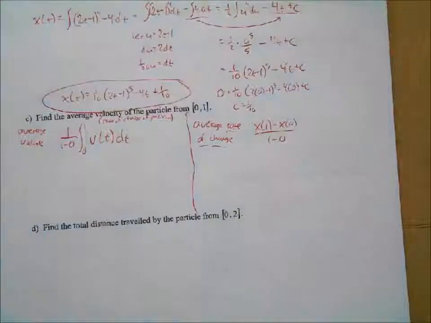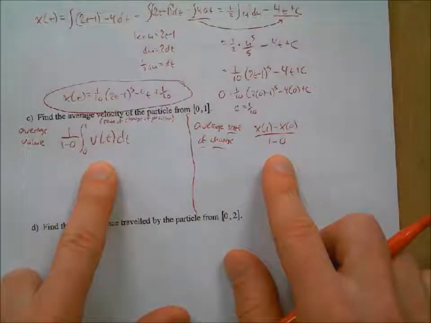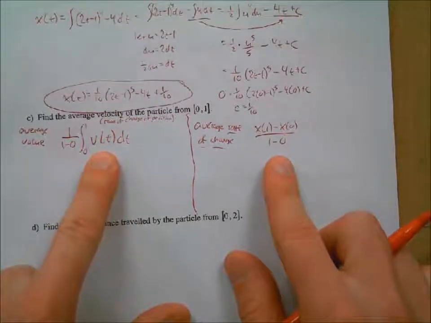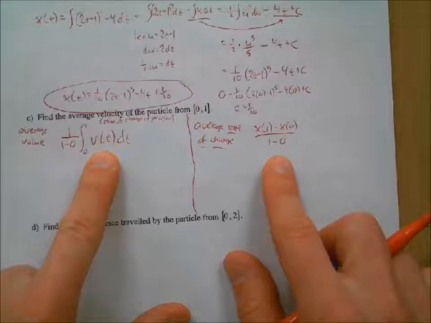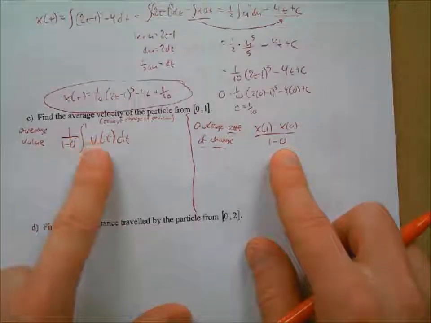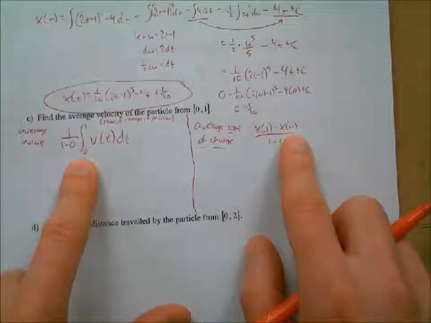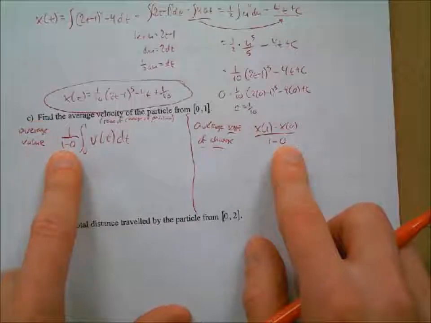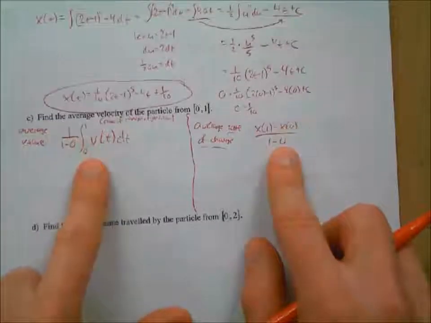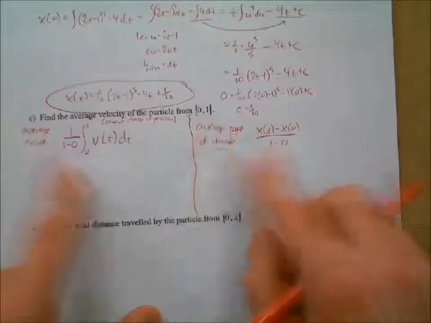Okay? But if we look at these two things and compare them, we can see that they will be the same. If you integrate velocity, what do you get? Position. And then once we've integrated, what do we do? We plug 1 into the position, we subtract 0 plugged into position, and then we divide by 1 minus 0. These are the exact same ideas, right? We're doing the exact same thing here, okay? But from two different, kind of places.